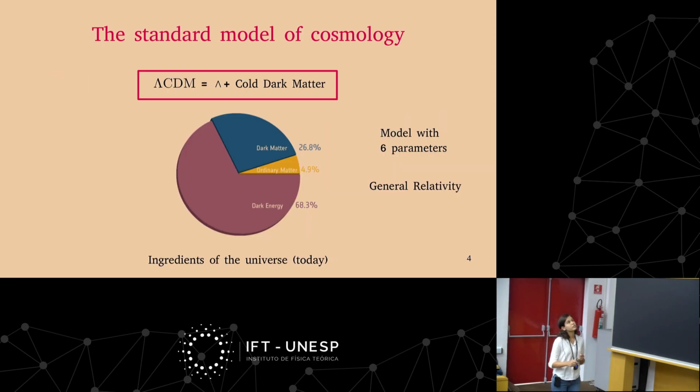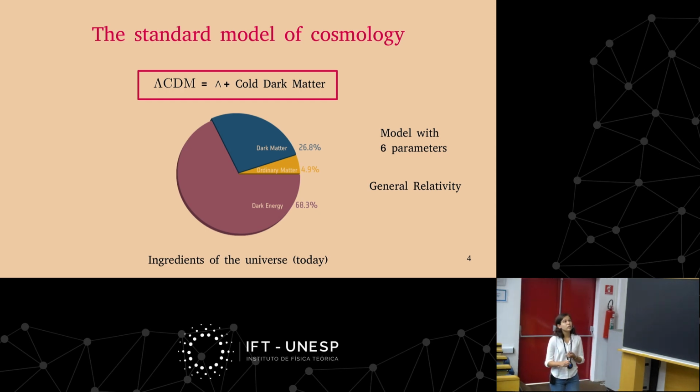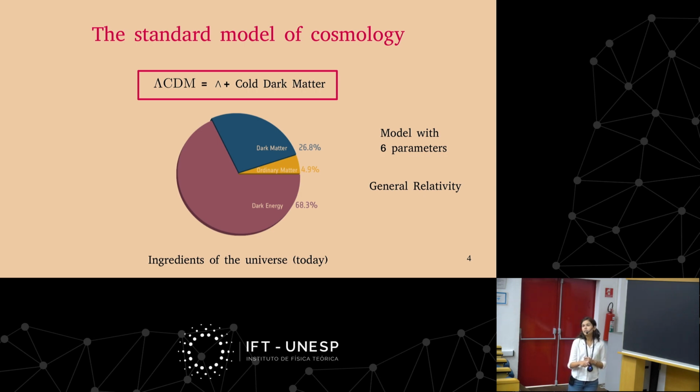The standard model of cosmology is the lambda-CDM model, which stands for lambda, the cosmological constant, and cold dark matter, which is a model with 6 parameters and based on the theory of general relativity. And this model tells us that overall the universe is composed of just a few things, and that today the distribution of these things is this one. So there are these two components, dark matter and dark energy, that make up most of the universe today, and we actually don't know much about them.